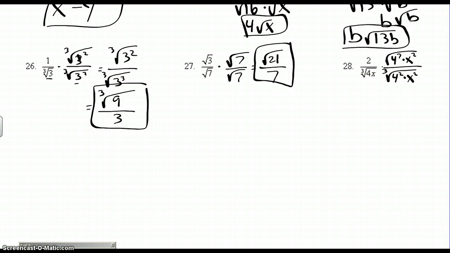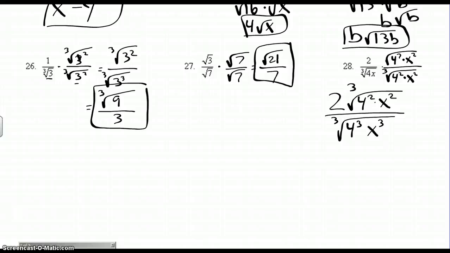Okay, so now if I only had 1 in the beginning, now I have 2 more of each, which gives me 3 of each. So my numerator is now 2 times the cube root of 4 squared times x squared. And in the denominator, I have the cube root of 4 to the 3rd times x to the 3rd. That denominator simplifies to just 4x because the cube root of 4 to the 3rd is 4, and the cube root of x to the 3rd is just x.